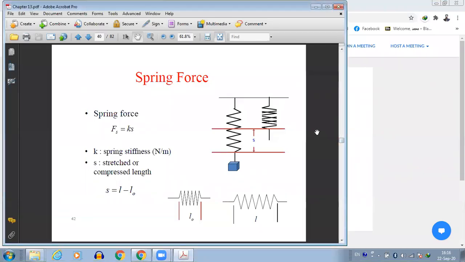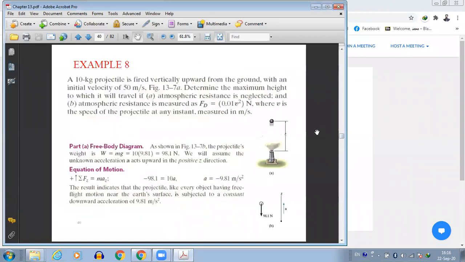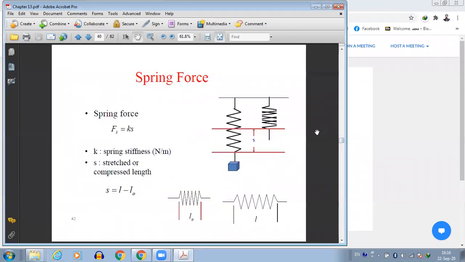Okay, so we discussed this problem last time. We started chapter number 13. So let's move ahead and discuss the spring force. You studied the spring force in statics as well. This is just a review.